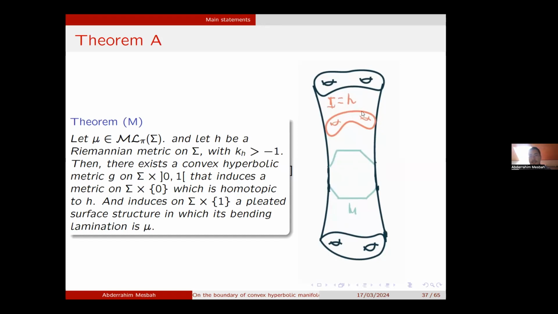Yeah, so this is the picture that we will have. The metric is realized as the induced metric on the upper boundary, and the lamination is realized as bending lamination on the lower boundary. So, of course, one of the components will be the boundary of the convex core of this quasi-Fuchsian manifold.